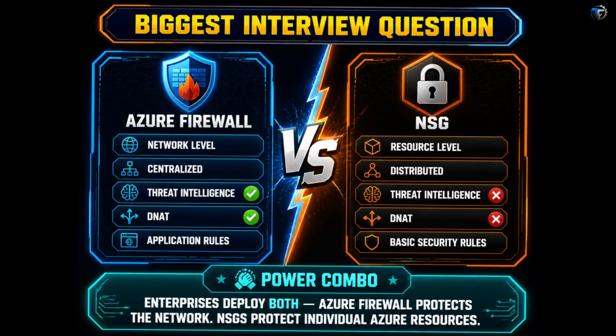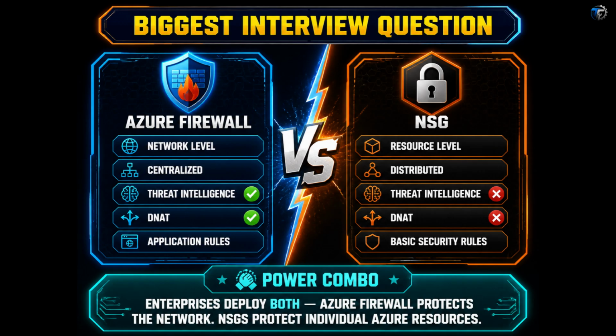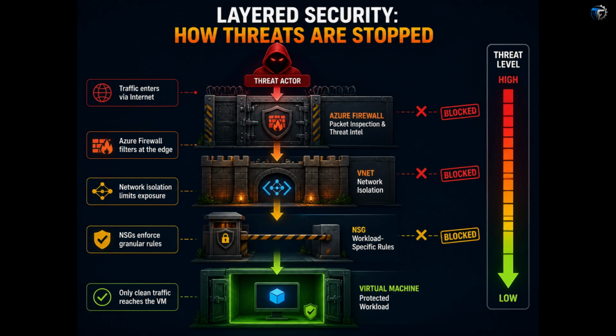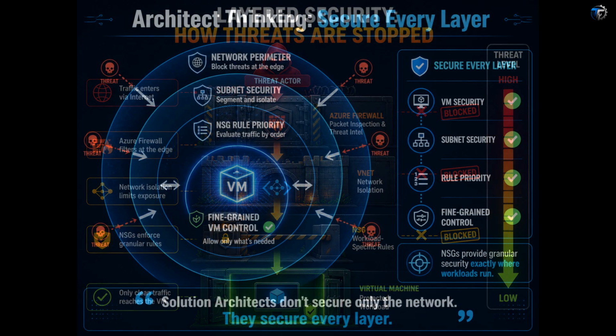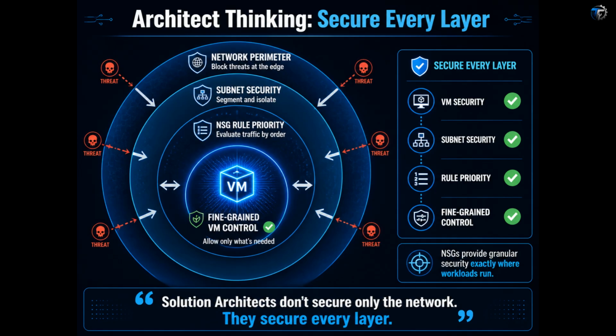Azure Firewall protects the network. NSGs protect individual Azure resources. Enterprises rarely choose one. They deploy both together. This is how enterprise Azure environments are designed. Traffic first passes through Azure Firewall. Then NSGs enforce workload-specific security rules. Multiple security layers dramatically reduce risk. Solution architects don't secure only the network. They secure every layer. NSGs provide granular security exactly where workloads run.